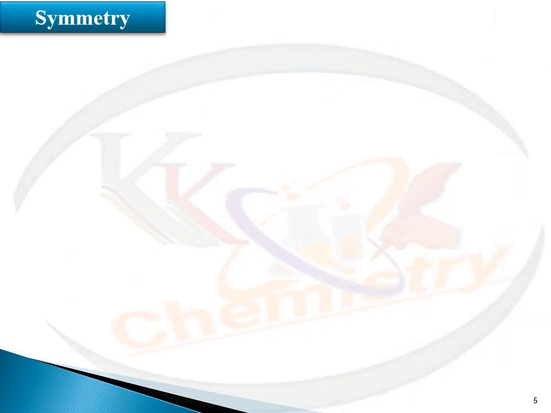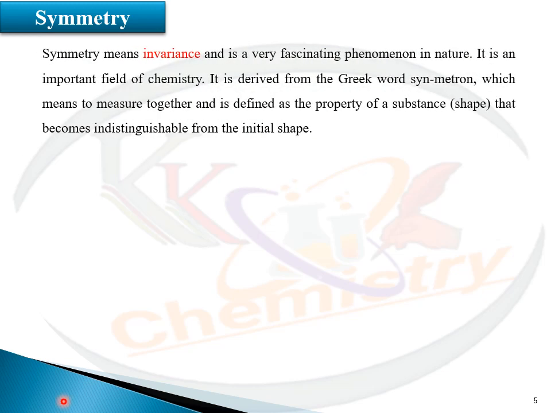Now we come to symmetry. So what is symmetry? Actually, symmetry is the name of invariance. What is invariance? Invariance means if we bisect an object into equal halves and each part is a mirror image of the other, we can say that no change has taken place.